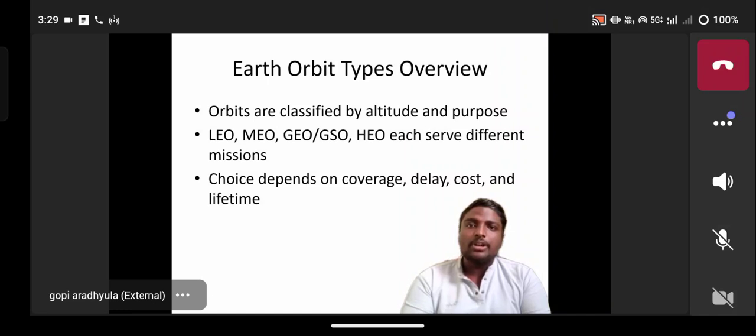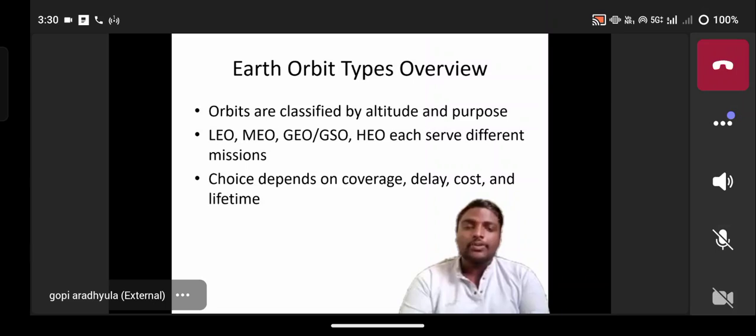Now I discuss orbit types overall. Orbits are classified by altitude and purpose. LEO, MEO, GEO, GSO, HEO each serve different missions. The choice depends on coverage, delay, cost, and lifetime. Now I discuss these orbit types: LEO, MEO, GEO, GSO, HEO. These are some major orbits of the Earth.